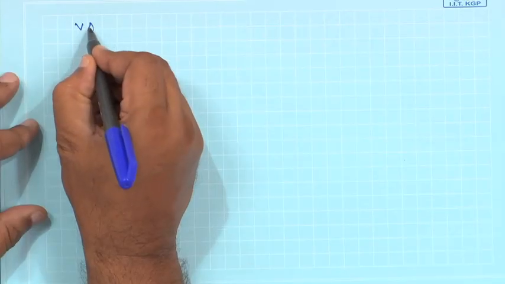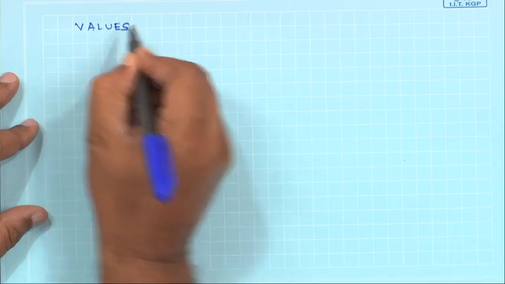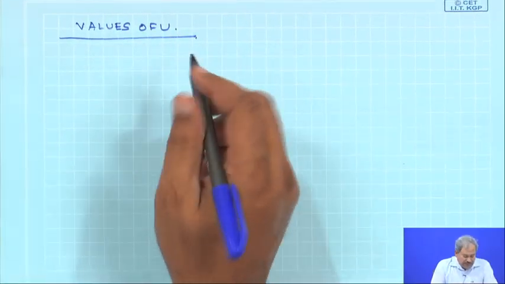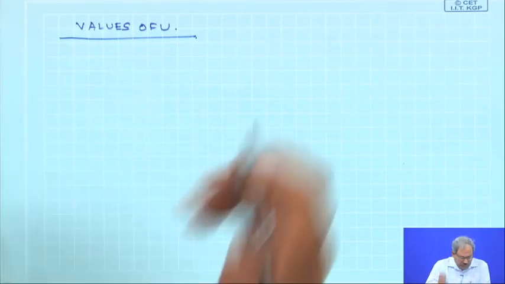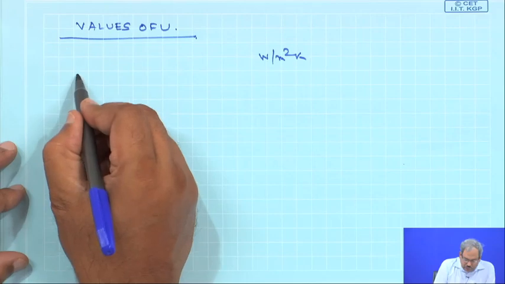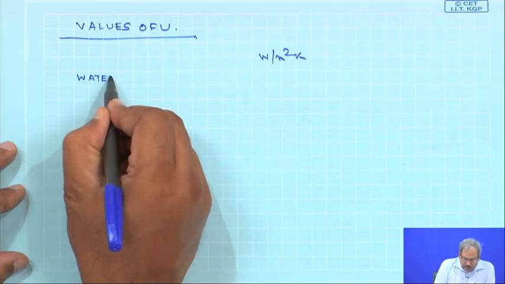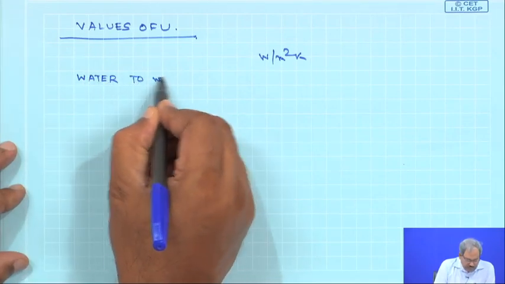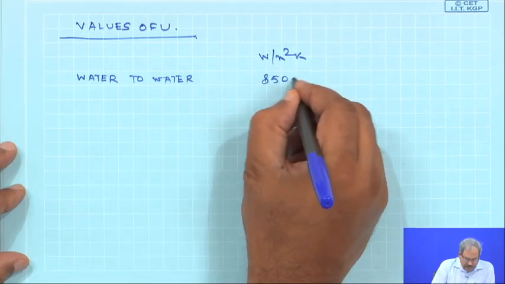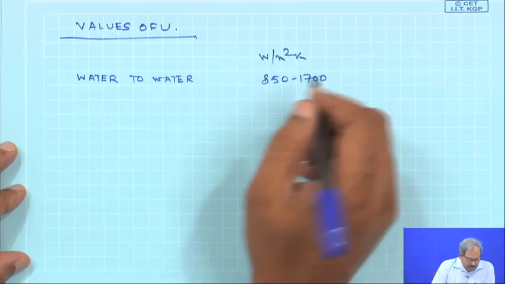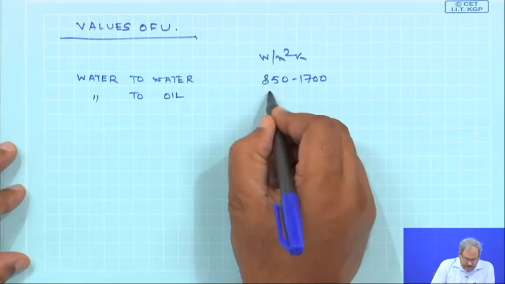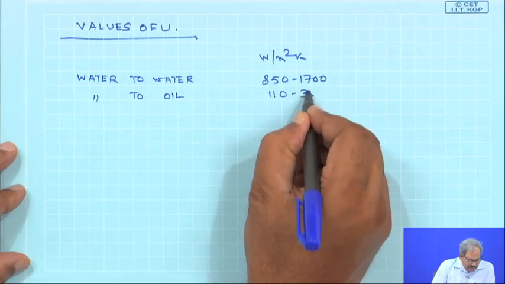So, some of the values of U, which would give you some idea of U that are generally encountered, this U is in SI units, watt per meter square Kelvin. So, from water to water, the value is about 850 to 1700 watt per meter square Kelvin. This water to oil is slightly lesser.